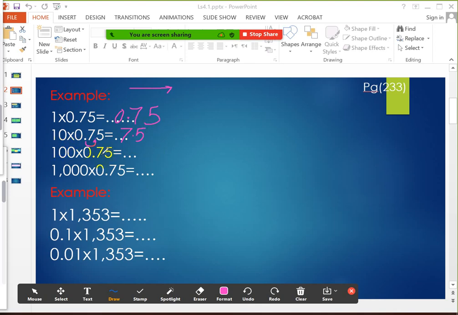Now, the next one, 100 multiplied by 0.75. Now, I want to move the decimal point to the right the number of digits equal to the number of zeros. That means I have here 2 zeros, so I have to move the decimal point 2 digits to the right side. So I have to move the decimal point 2 digits, so it will be right here.